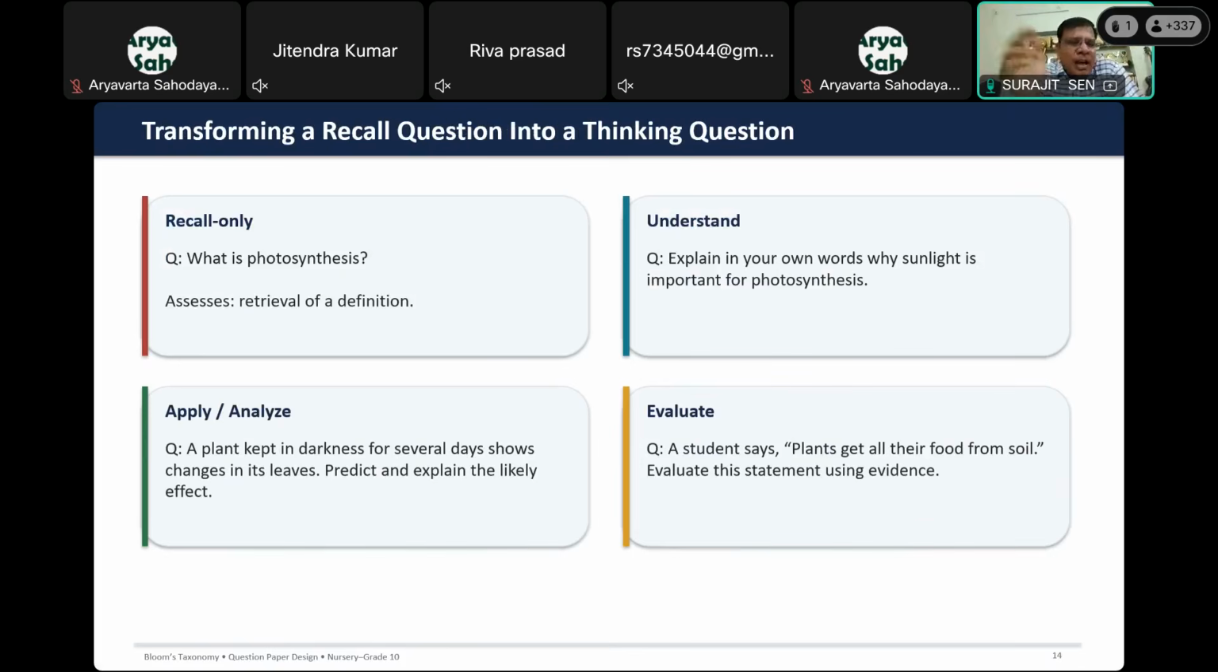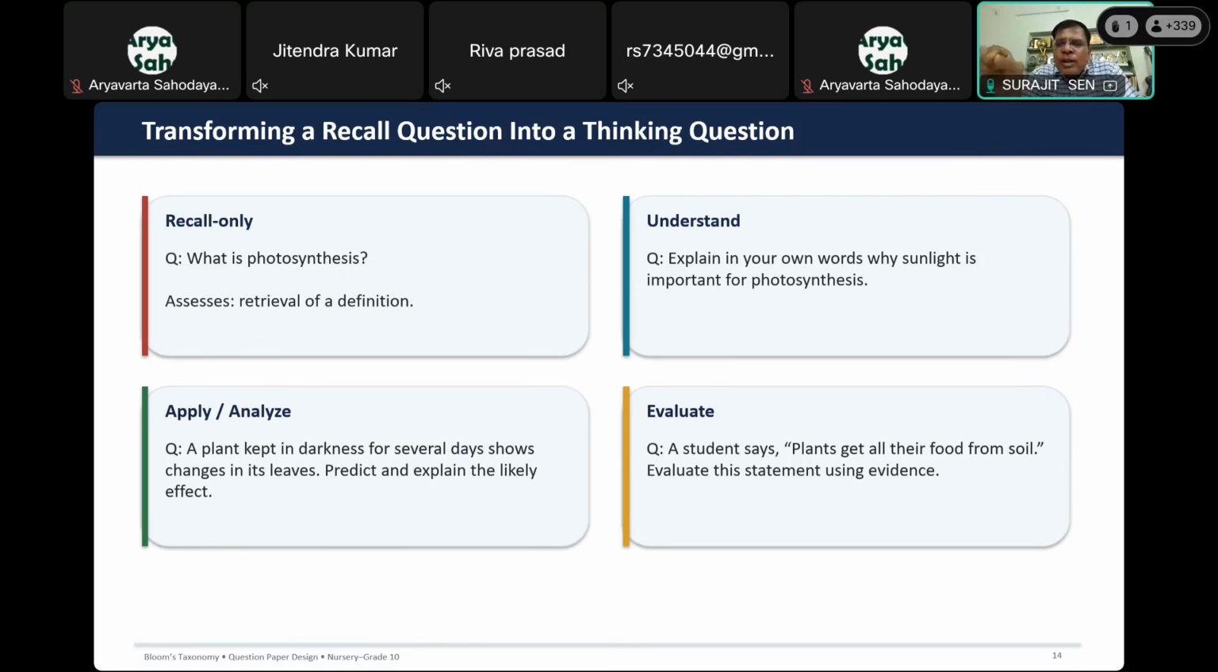Let's take, for example, I'm taking a biology question. What is photosynthesis? This is retrieval of a definition. The child will just write: photosynthesis is the process by which green plants make their food with the help of sunlight, carbon dioxide, water, and whatever it is.